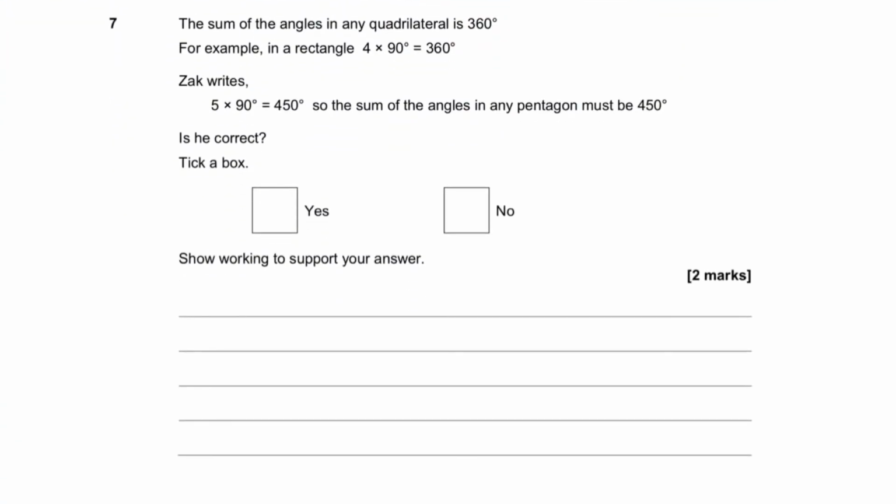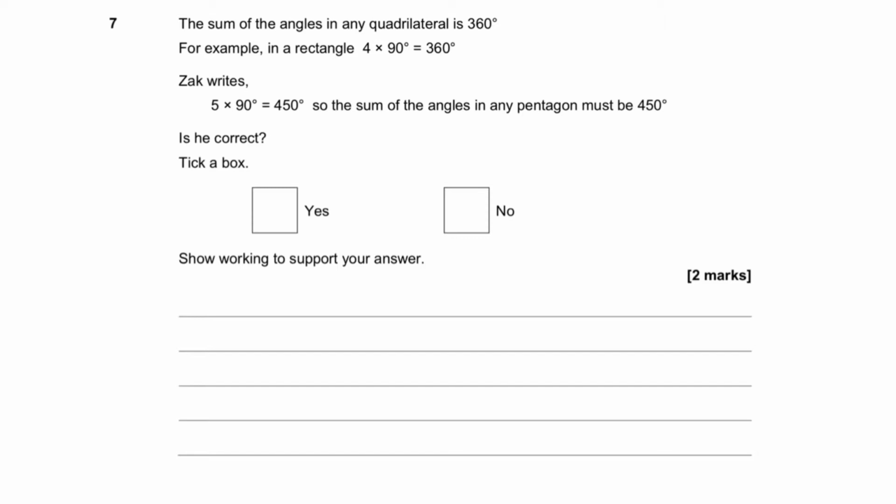So the first question here is looking at interior angles of regular shapes. It says the sum of the angles in any quadrilateral is 360 degrees. For example, in a rectangle, 4 times 90 is 360. Zach writes 5 times 90 degrees is equal to 450 degrees, so the sum of the angles in any pentagon must be 450 degrees. Is he correct? Show working to support your answer.